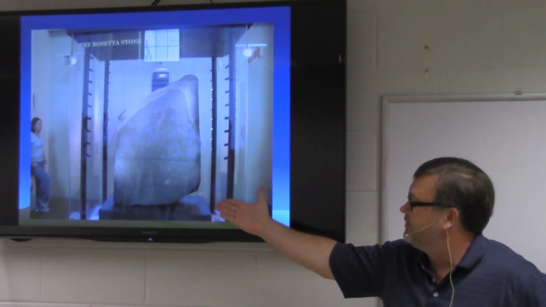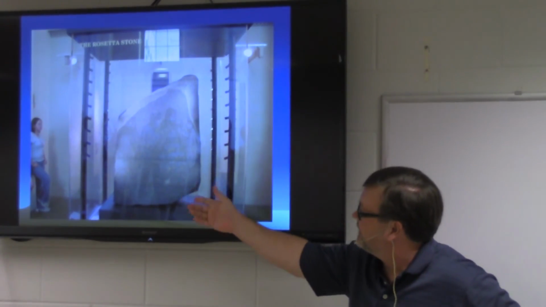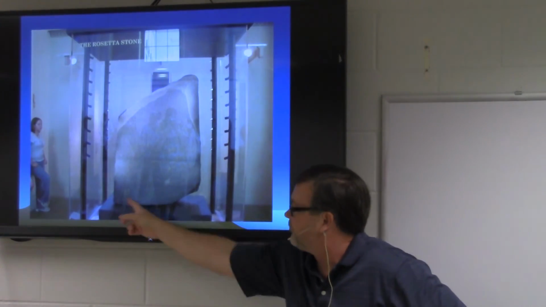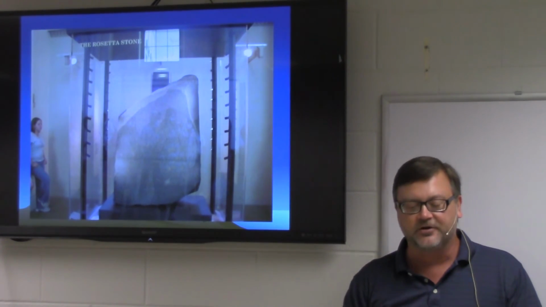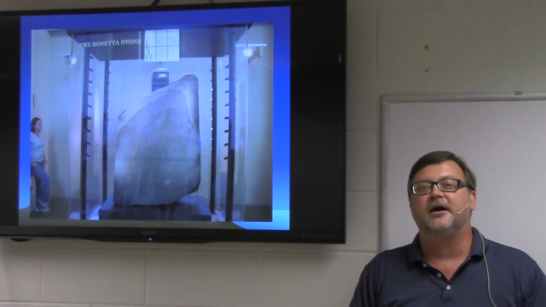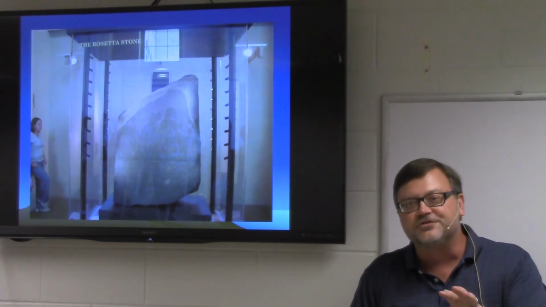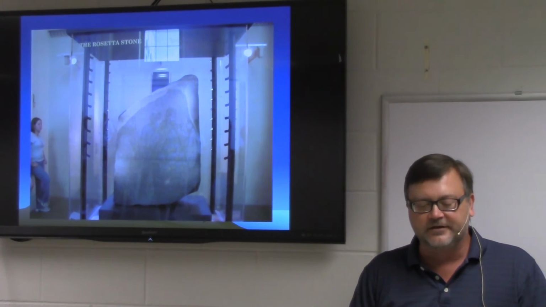There's the Rosetta Stone. It's actually pretty big. It's got to be at least 6 feet tall and at least 4 foot wide. It's in the British Museum today, under glass, under protection. The French originally found it. The British will snatch it from them. And it's in London today.